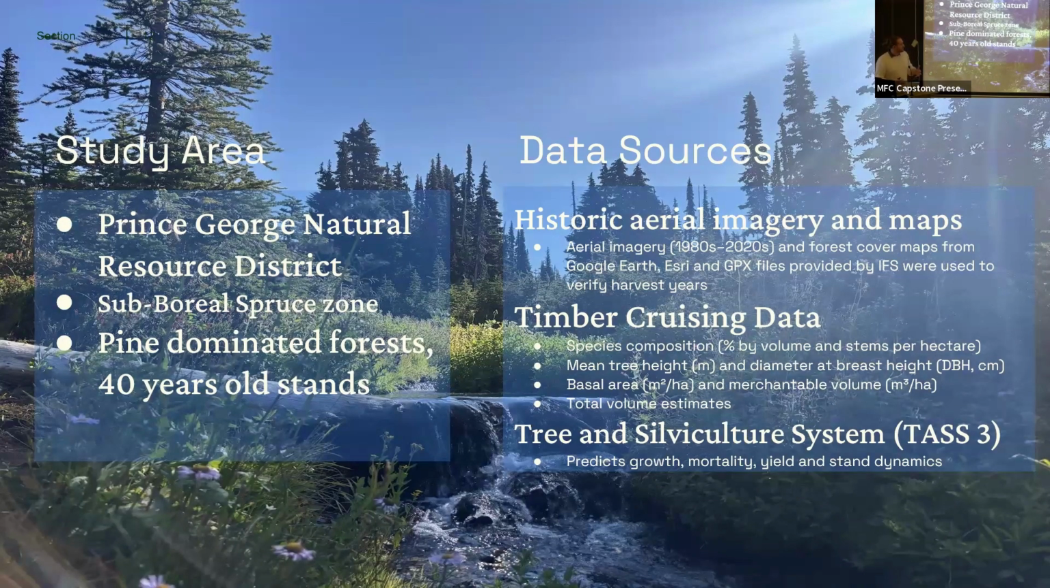The age was concluded through aerial imagery using Google Earth to determine last harvest date, as well as timber cruising data, which also provided me with species composition, average tree height, DBH, basal area, and total volume. And I used these metrics to plug into the BC government's Tree and Stand Simulator system. It's a modeling software that allowed me to project and look at growth and volume and mortality metrics throughout the planning period.